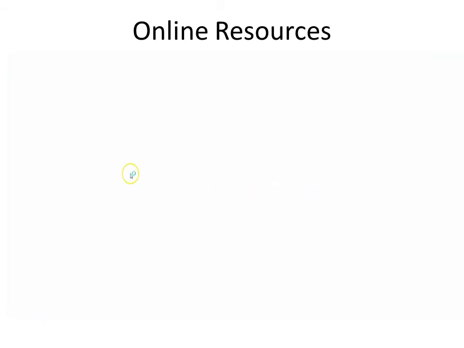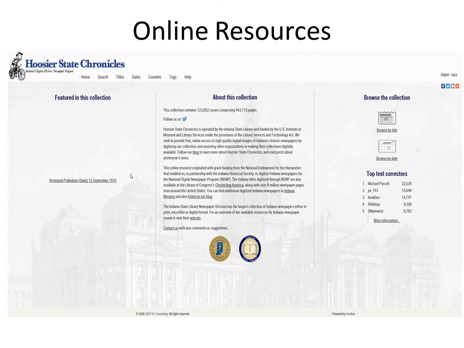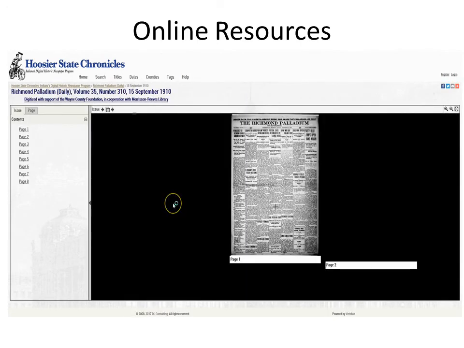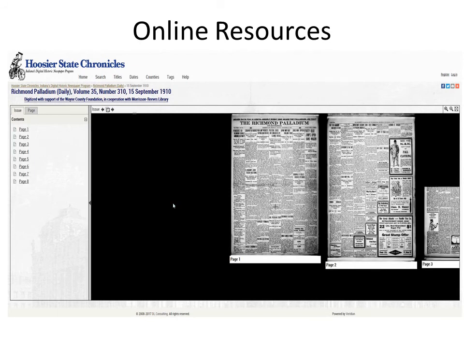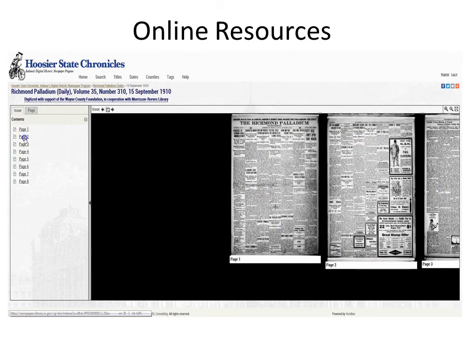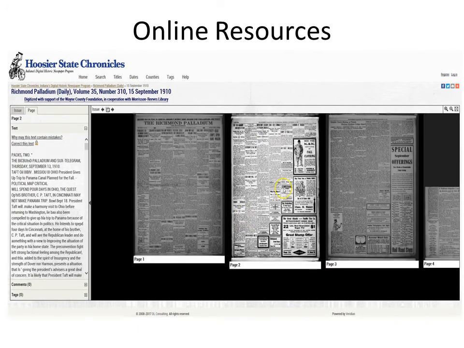Hoosier State Chronicles. This is from Inspire. This would be newspapers that have to do with the Hoosier State. So if we get into this one, this is the Richmond Palladium Daily, Volume 35, number 310, September 15th, 1910. So you could go into different pages.